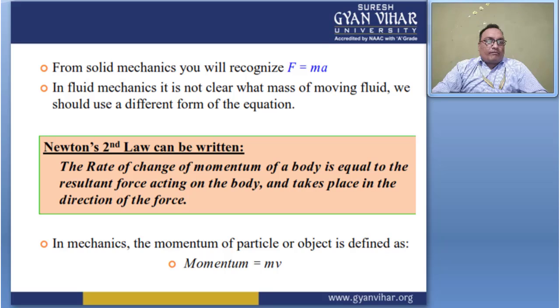And the momentum of this particle or object is defined as mass into velocity, and the mass of the tube is given by density into volume, and this volume is given by area into distance. So first you know the area of the tube, then multiply by how much distance it will cover, and the product of area and distance gives the volume.